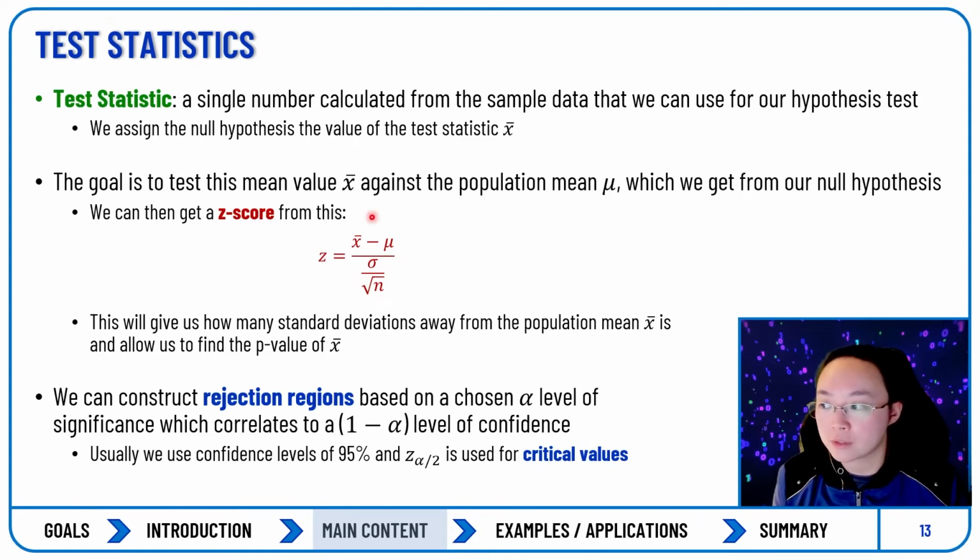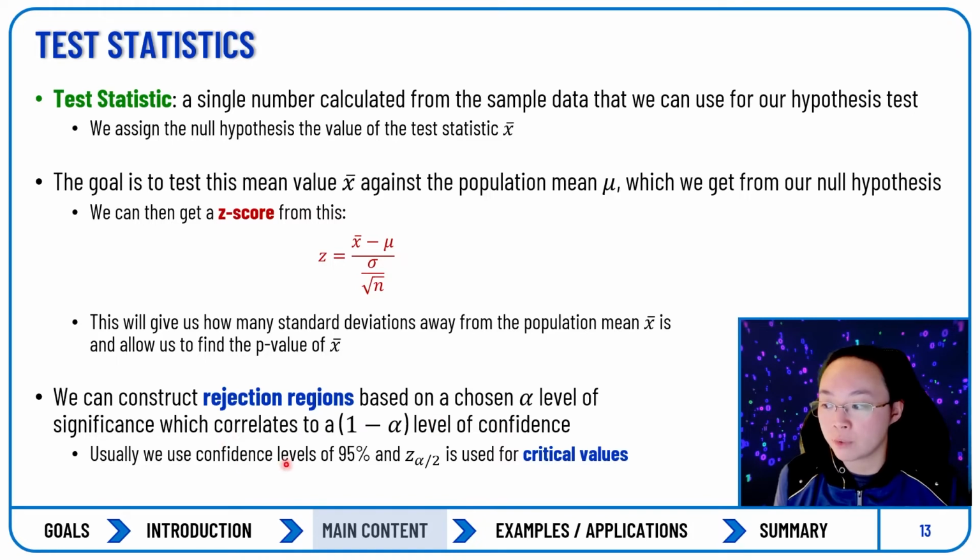And then we're going to get a z-score through this equation where you have the mean minus the population mean divided by your standard deviation. From that z-score, you can then calculate a p-value. So that's something we'll go through in a bit. But from your z-score, you can construct a rejection region that's based on a chosen alpha level of significance, which correlates to what we discussed before for confidence intervals, 1 minus alpha level of confidence. So if I want a 95% level of confidence, then my level of significance would be 0.05.